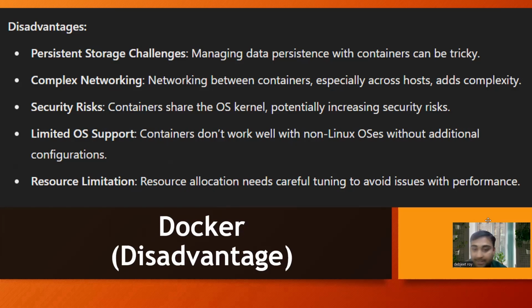Next is resource limitation. Resource allocation needs careful tuning to see whether there is any issue with performance or not. Because it requires very few resources to process your data and create the container, we have to carefully observe whether there is any issue with performance, because resources are limited. Performance can drastically go down for some reason in the container, and there are not multiple resources to check why the performance has gone down. So there can be a lot of performance issues due to the lack of resources. These are some of the disadvantages of Docker.